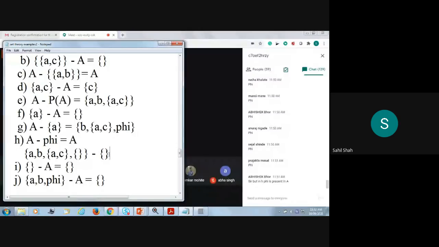If they had mentioned it like this, after the last, if this was mentioned, then you would have removed phi from your answer. But it is clearly mentioned that phi means empty set. If you are writing phi inside a curly bracket, then it becomes an element inside the set. Is it fine? It should be fine, no?